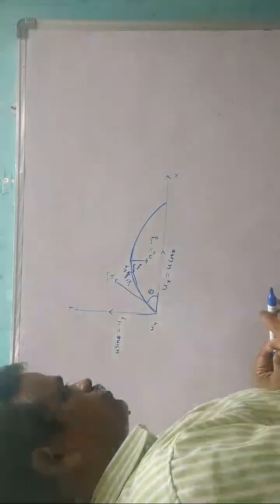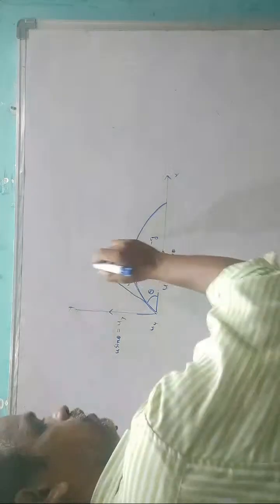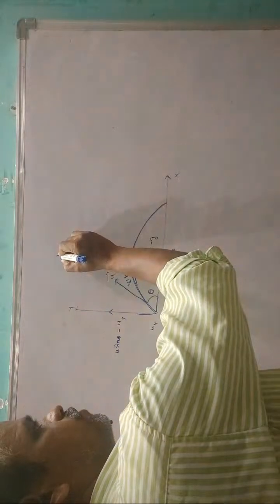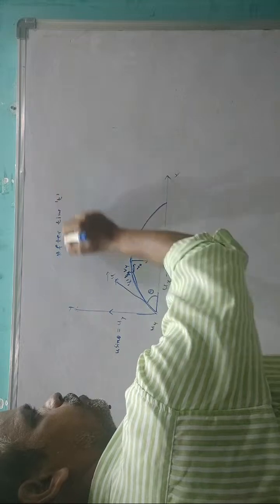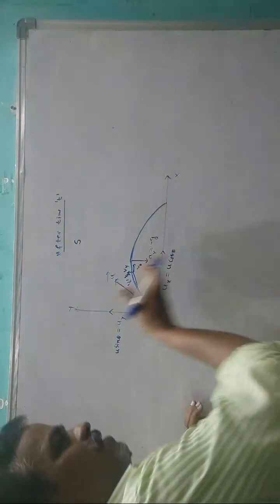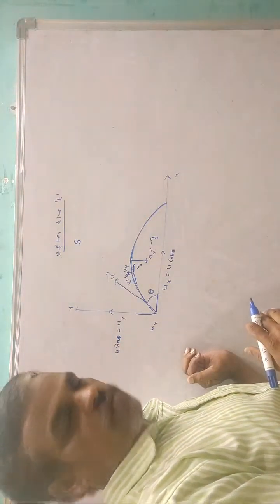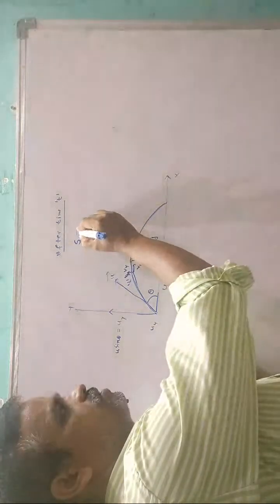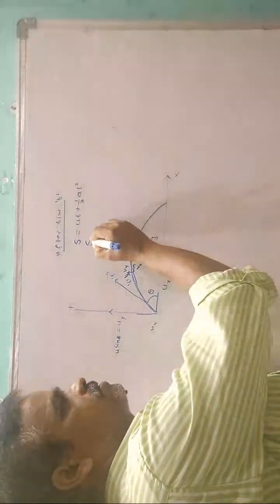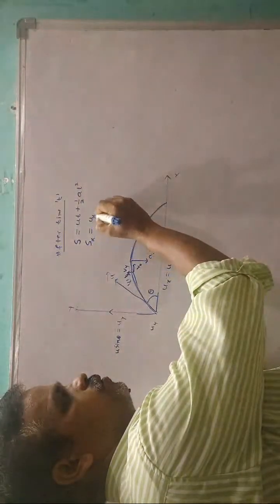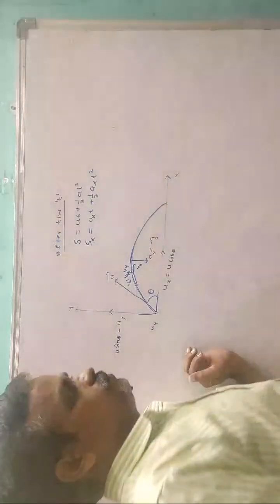Next, see after time t, the displacement covered along the x-axis and along the y-axis. For example, we have the equation s equals ut plus half at square. Along the x-axis, it is ux t plus half ax into t square.